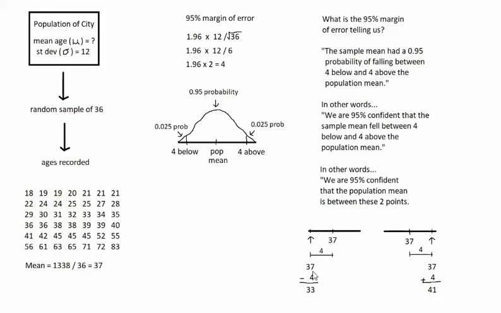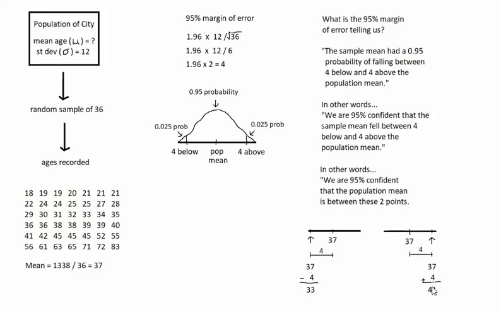And notice the steps I followed right here to get these two numbers, the two endpoints of the confidence interval. What I did to get this first one is I took the sample mean of 37 and subtracted 4 to go 4 out in this direction and get to 33. And what I did to get the other one, the upper endpoint, is I took the sample mean of 37 and added 4 to go 4 out in this direction and get to 41.